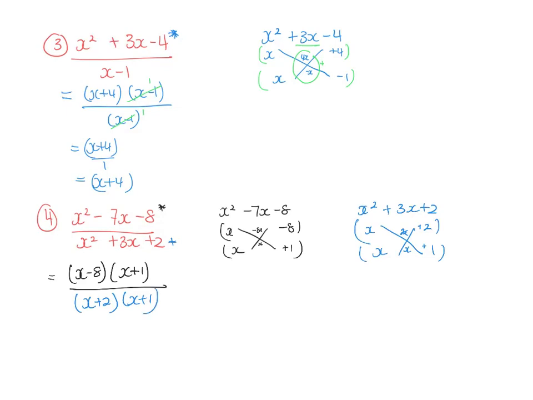And then we can see now that we have common factors. That and that is common. So the answer for this one, or simplified version, is simply x minus 8 over x plus 2.